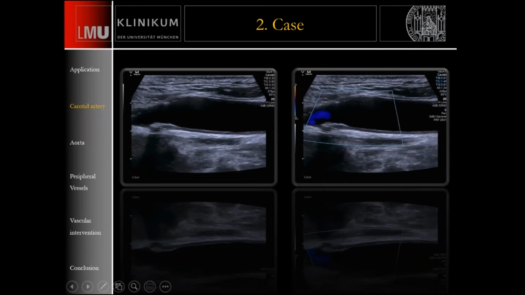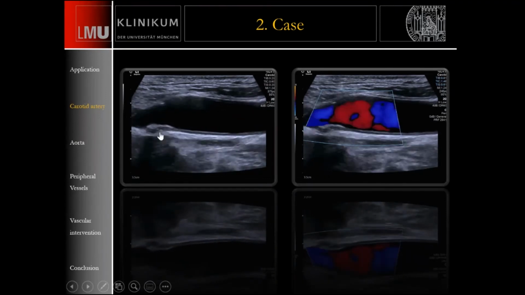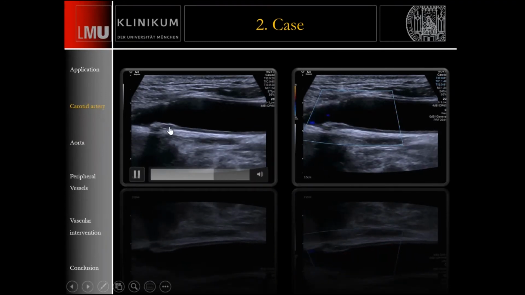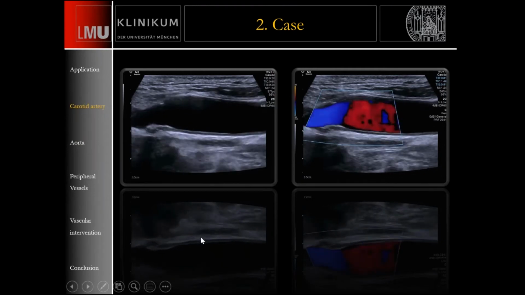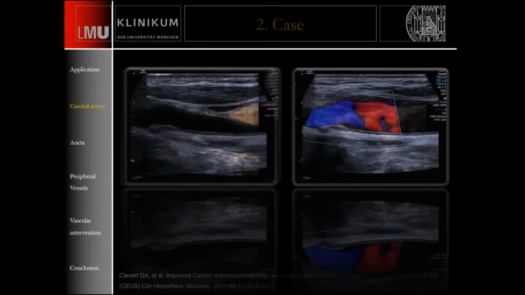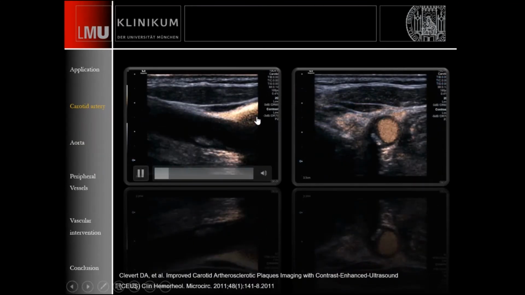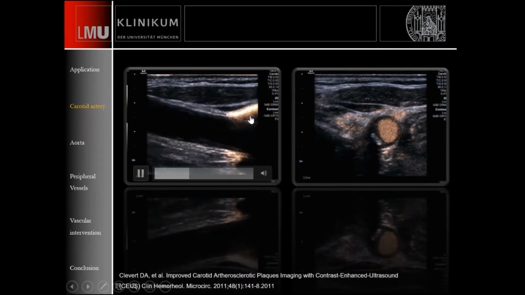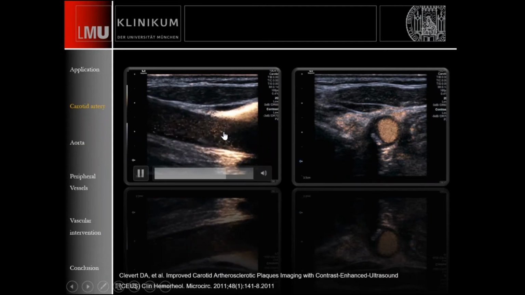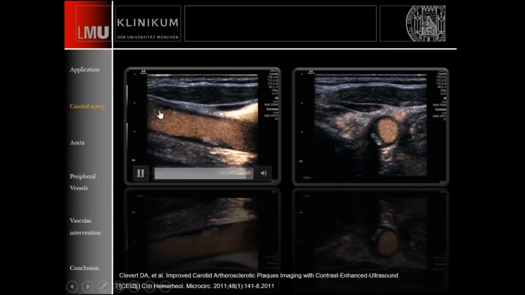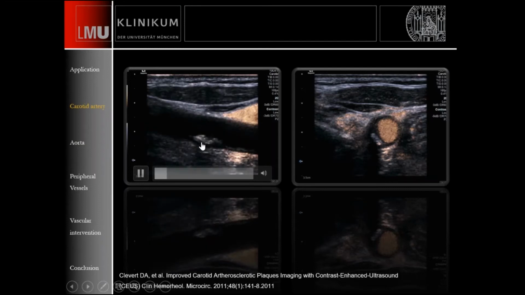Another case, again, we look at this kind of plaque. It's a mixed plaque with some calcification, also some soft plaques inside. Also, if we repeat the examination with contrast, we see, first of all, the patient has some problem with the heart because the contrast arrived first in the jugular vein. Then we see later a nice enhancement of the carotid artery, that's the common carotid artery with some plaques.